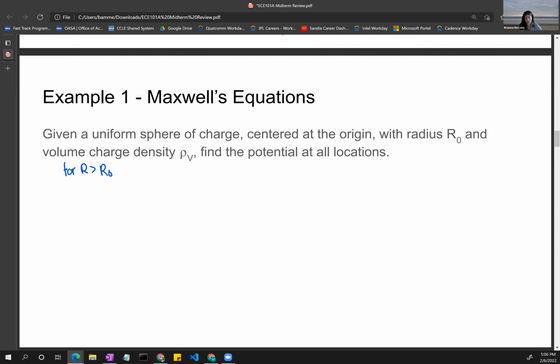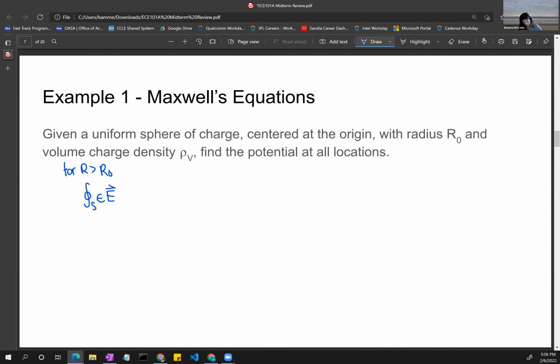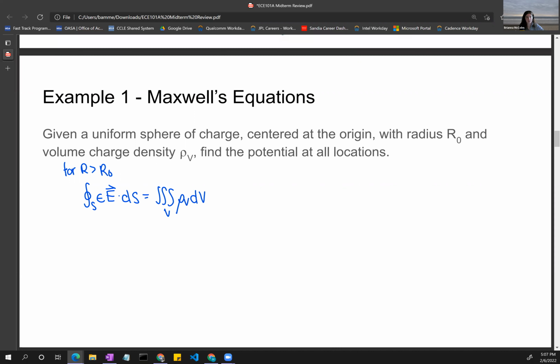So we can use Gauss's law here and write down this equation. So this is just a direct application of Gauss's law, and you should just be able to write that down. And then we can start looking at the symmetry of the problem to see how we can simplify this equation.